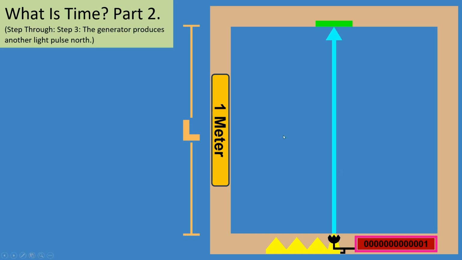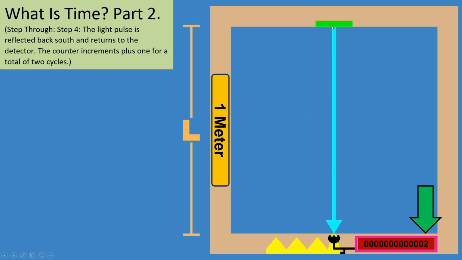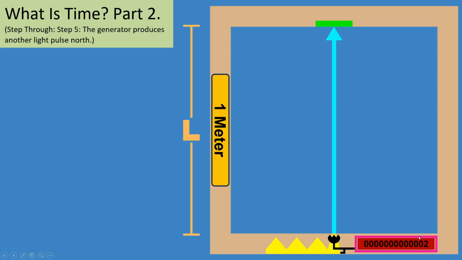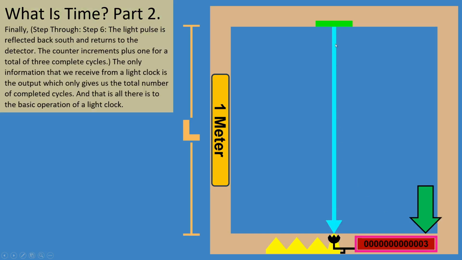Another light pulse is sent back up to the mirror north, reflected straight back south, and that's 2 completed clock cycles. One more time, straight up north, straight back south, and we have 3 completed clock cycles. The only information that we receive from a light clock is the output, which only gives us the total number of completed cycles. And that is all there is to the basic operation of a light clock.